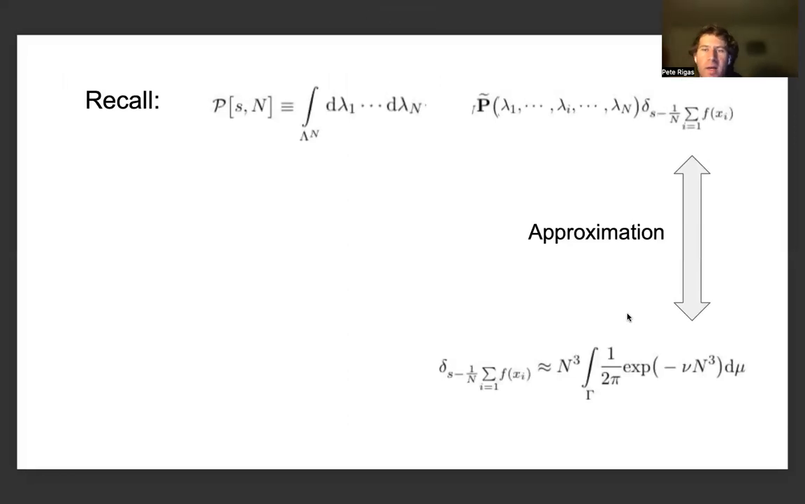And we can recall that the probability measure on the linear statistic script p can be approximated within one of the terms that's given by the delta function, in which the delta function over each one of these i's can be together approximated by n cubed given by the integral over some path of big gamma 1 over 2 pi exponential minus nu n cubed, which is taken in this integral with respect to the measure d mu.